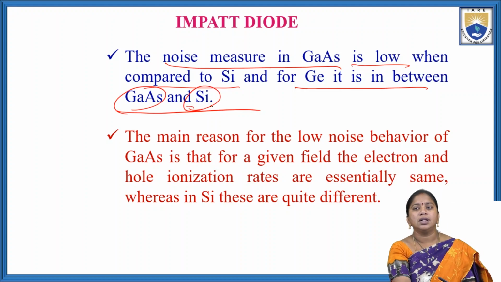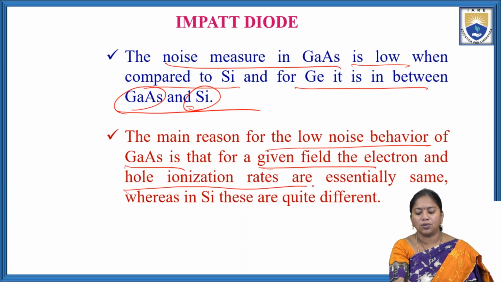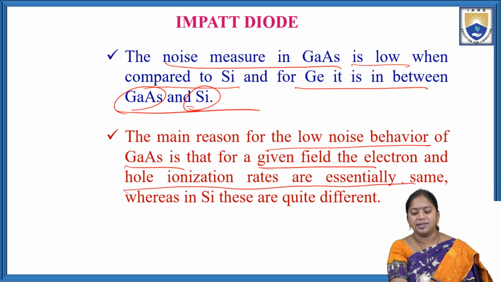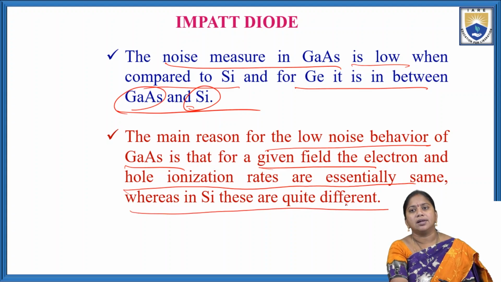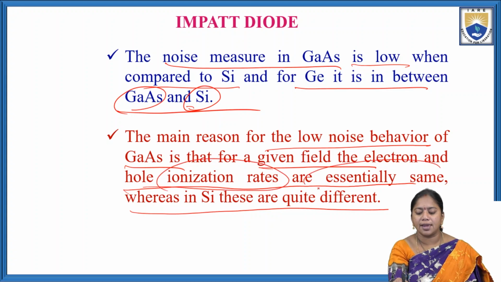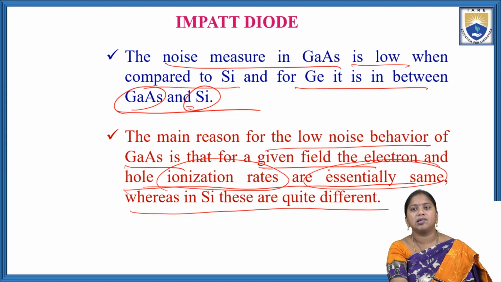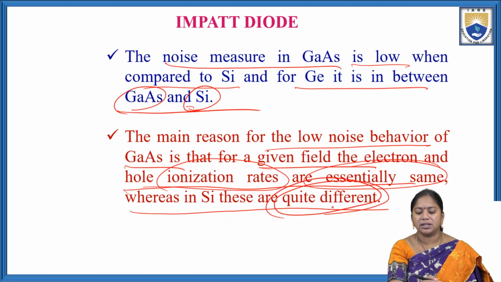The main reason for the low noise behavior of gallium arsenide is that for a given field, the electron and hole ionization rates are essentially the same, whereas in silicon they are quite different. So the main reason for the low noise in gallium arsenide is that for a given electric field, the electron and hole ionization rates are the same, but in the case of silicon, they are different.